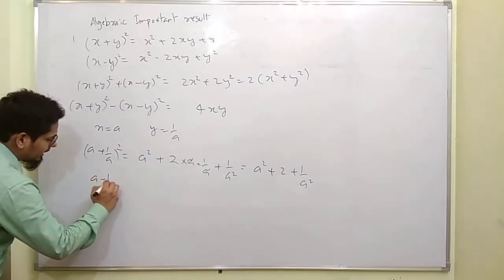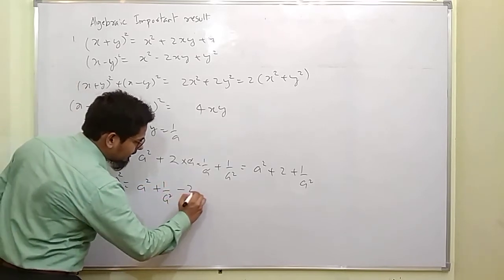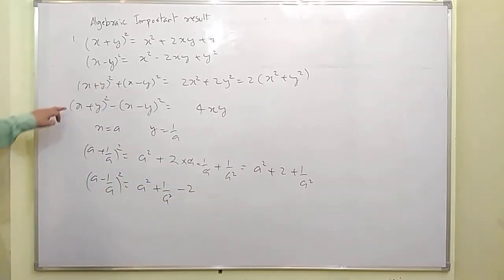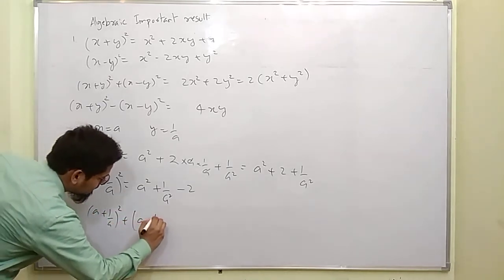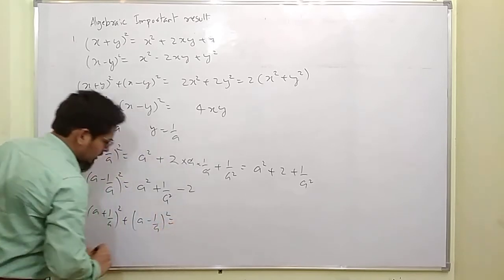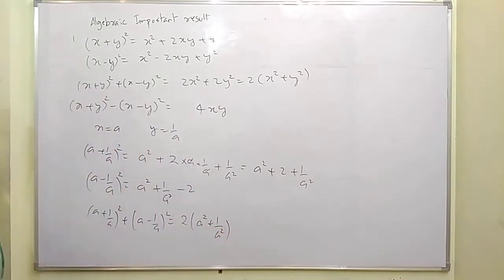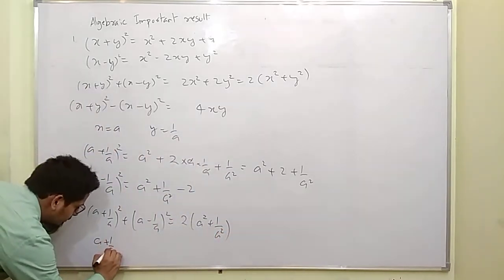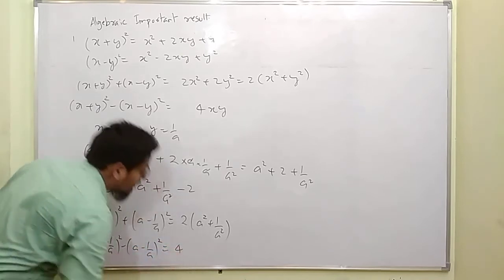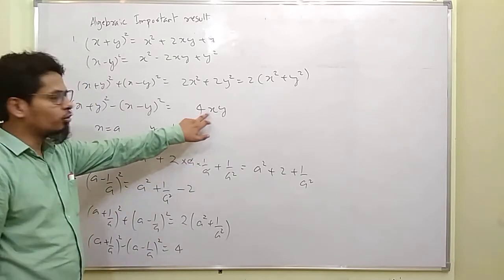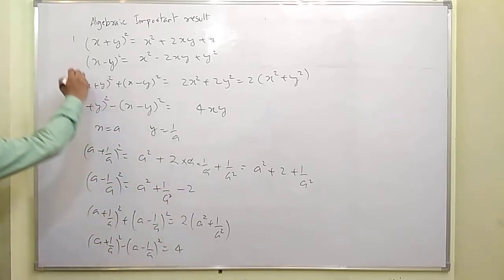After this, a minus 1 upon a of whole square, what will it become? It is a square plus 1 upon a square minus 2. Clear? These two results will change. A plus 1 upon a of whole square plus a minus 1 upon a of whole square is equal to 2 times of a square plus 1 upon a square. And next is a plus 1 upon a of whole square minus a minus 1 upon a of whole square is only 4, right? Because this is 4a into 1 upon a and a has cancelled, only 4 is there. Okay, so class, these are the important results.